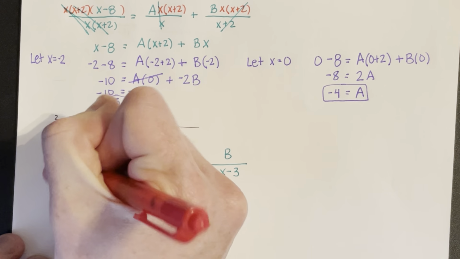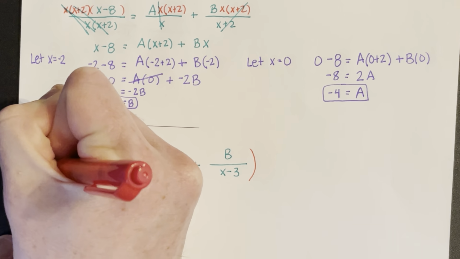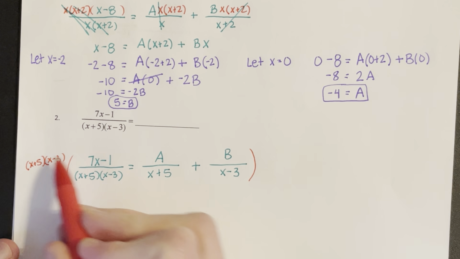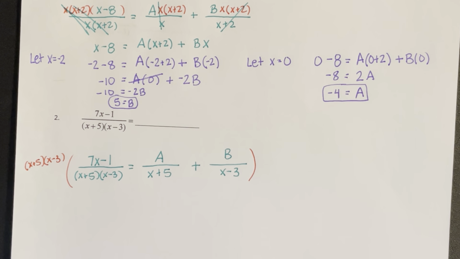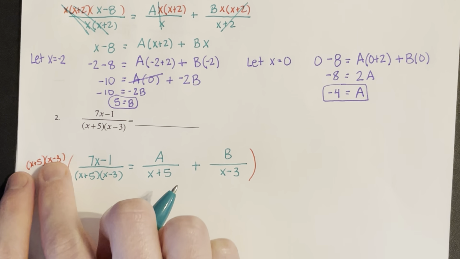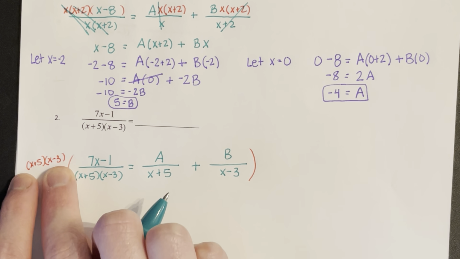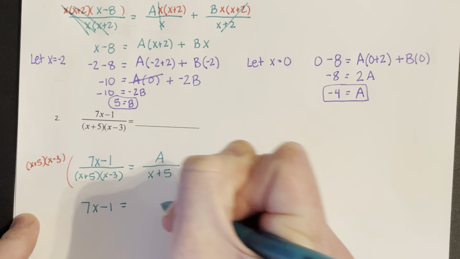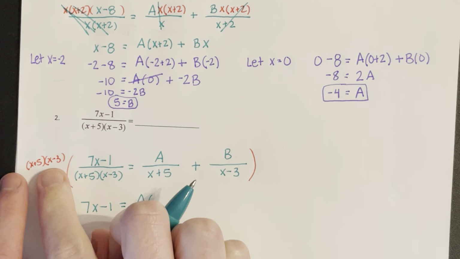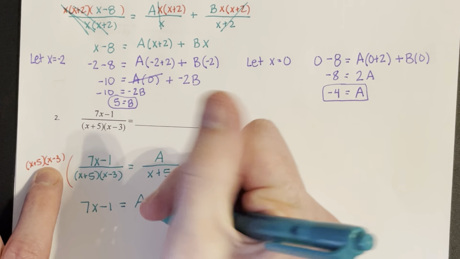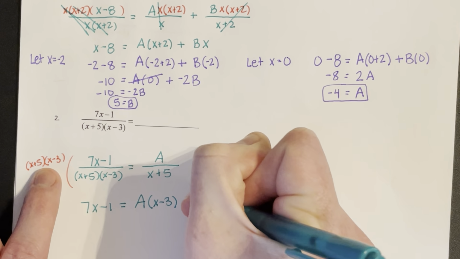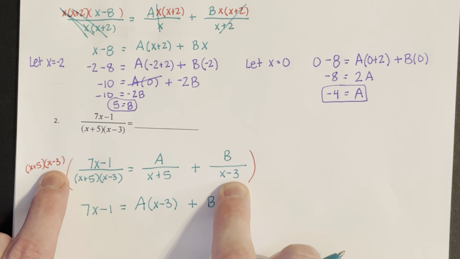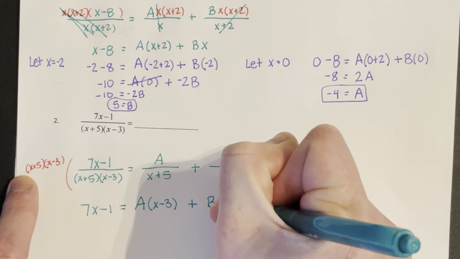In our case, I would multiply by x plus 5 times x minus 3. And I'm not going to write it out every single time, but what happens when you multiply it through is that x plus 5, x minus 3 cancels out with that denominator to give me just 7x minus 1 equal to a times, the x plus 5s would cancel out and x minus 3 would be left, plus b times, we multiply it here, the x minus 3 would cancel out and x plus 5 would be left.